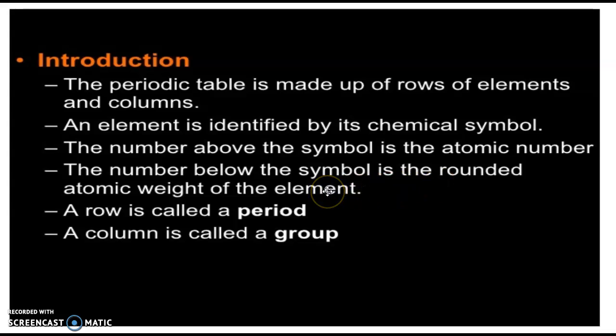Atomic weight is nothing but the total number of protons and neutrons. Atomic number is nothing but the total number of protons, which also equals the number of electrons. Here the rows are called periods and the columns are called groups. We have 18 groups and 7 periods in the modern periodic table.